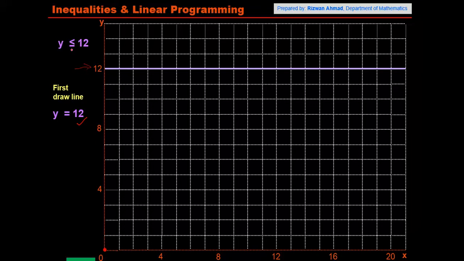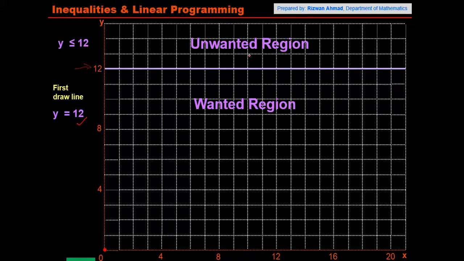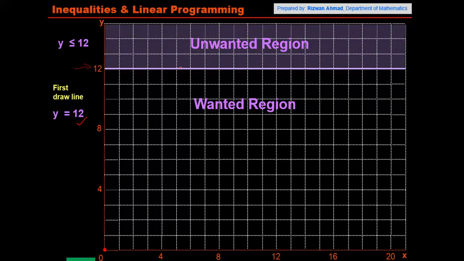Okay, now we'll see the inequality. Inequality symbol is less than. Y is less than 12. So on y-axis, the numbers which are less than 12 are below this line. So the lower region is the wanted region and the upper region is the unwanted region. So this is the wanted region and this is the unwanted region. So we will shade the unwanted region. So this region is shaded.